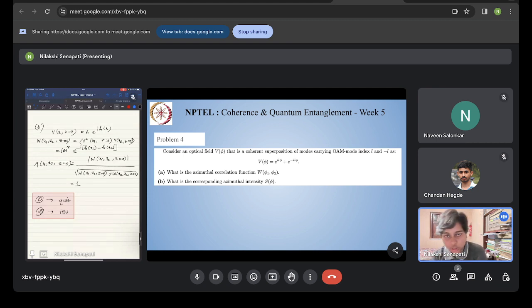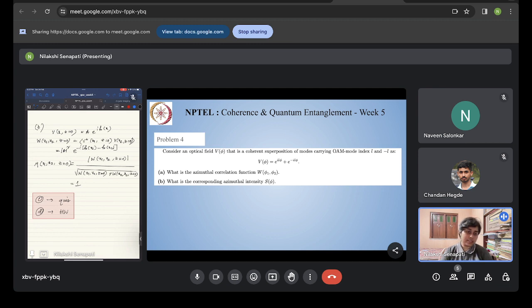By discussing these two things, I'll start the next discussion session. So it is just saying, consider an optical field V(φ) that is a coherent superposition of modes carrying OAM index L and minus L: V(φ) = e^(iLφ) + e^(-iLφ). What is the azimuthal correlation function, and what is the corresponding azimuthal intensity S(φ)?